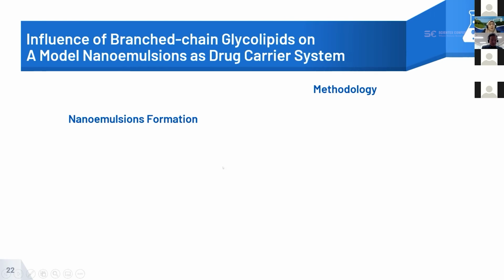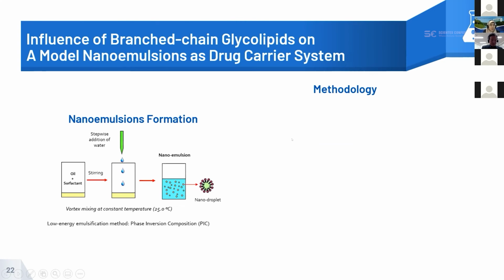So now let's look at the third part, the influence of branching glycolipid on a model nanoemulsion as a drug carrier system. In the beginning, we formulated the nanoemulsion by a low energy emulsification method using phase inversion composition. This means changing the ratios or composition of the surfactants, water and oil, while maintaining the temperature at 25 degrees Celsius. This can be done by stepwise addition of water to the sample. By this technique, you can form nano droplets of emulsion, known as nanoemulsion.